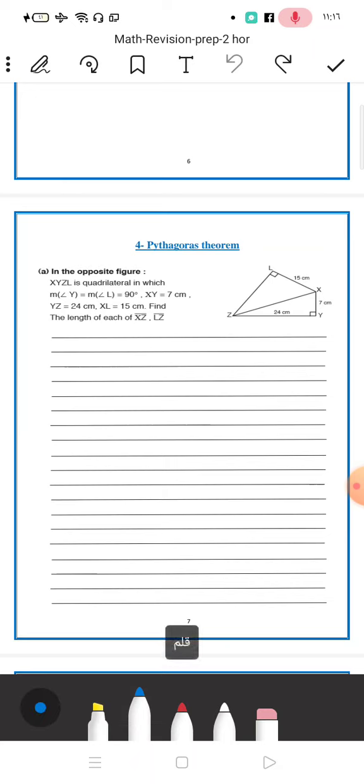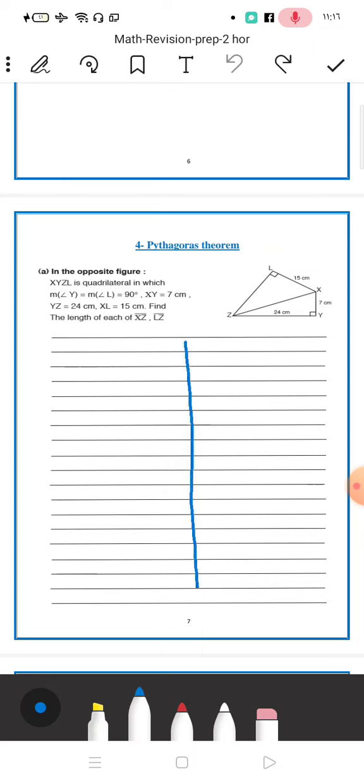Okay. In the opposite figure, XYZL is a quadrilateral, in which the measure of angle Y equals the measure of angle L equals 90 degrees, and XY equals 7 centimeters, YZ equals 24 centimeters, XL equals 15 centimeters. Find the length of XZ and LZ.